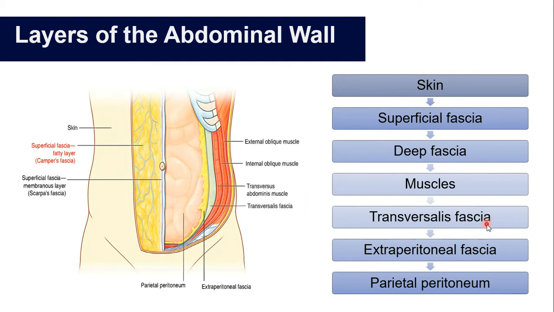Next is the transversalis fascia. So you can find it right here after your transversus abdominis muscle. So this fascia is a component of an extensive thin layer of fascia that lies between the muscle layer of the abdominal wall and then the parietal peritoneum. Next is the extraperitoneal fascia, another yellow layer here.